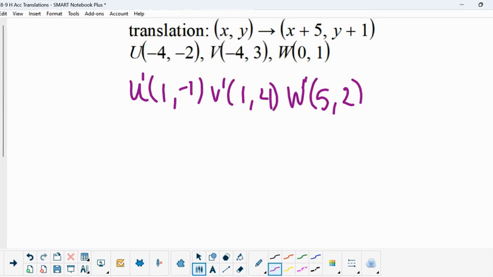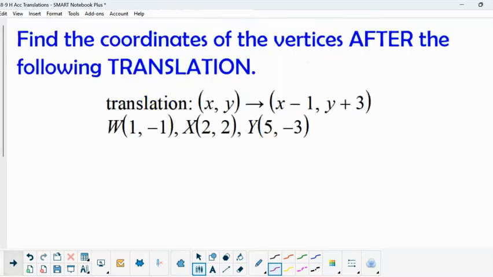Are we okay doing that kind? Okay. So if this was my coordinate rule, take every xy and go to x minus 1, y plus 3, w prime. Where's it going to land?